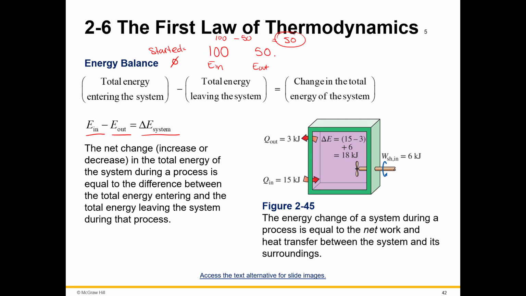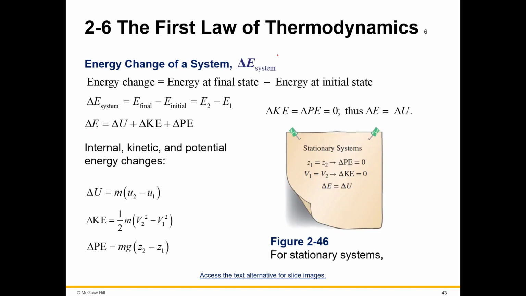50 leave. The net change, increase or decrease in the total energy of the system during a process is equal to the difference between the total energy entering and the total energy leaving the system during the process. So that's a very wordy way of just saying it's the difference. Okay, and so here's an additional formula.